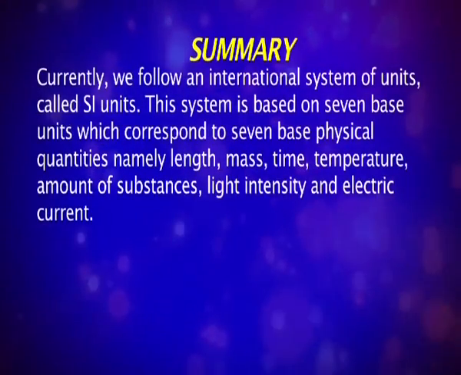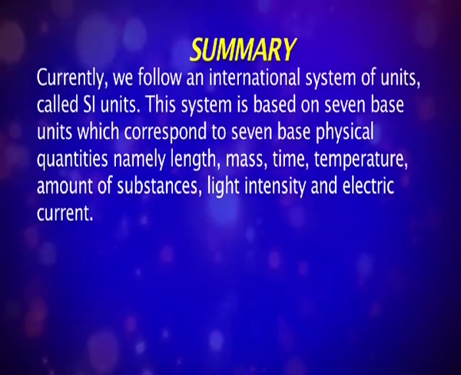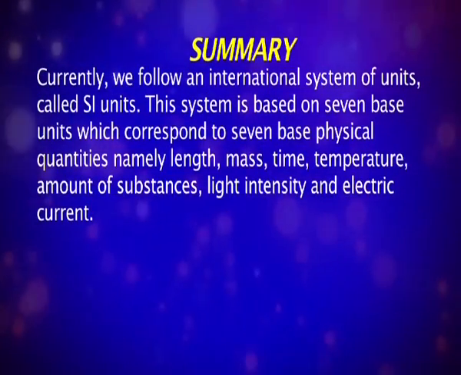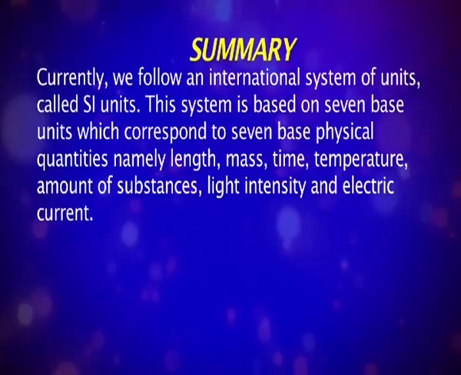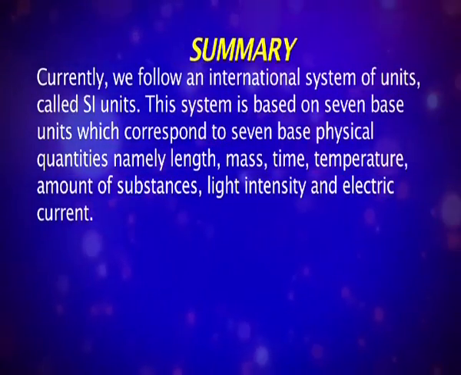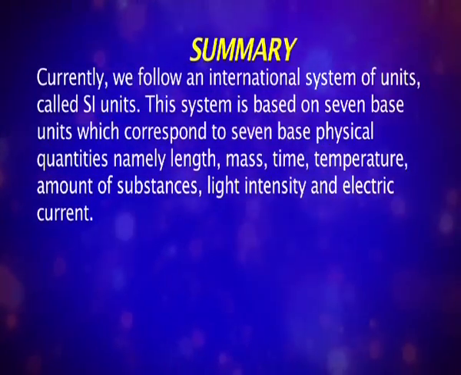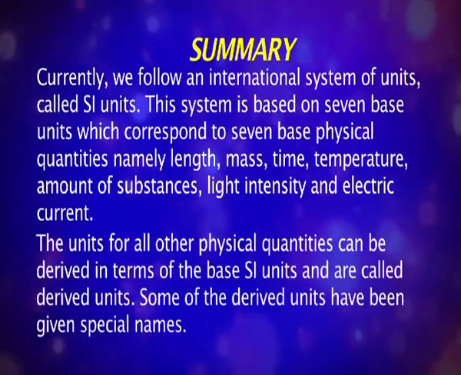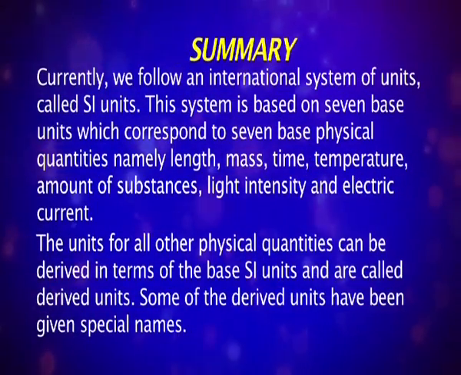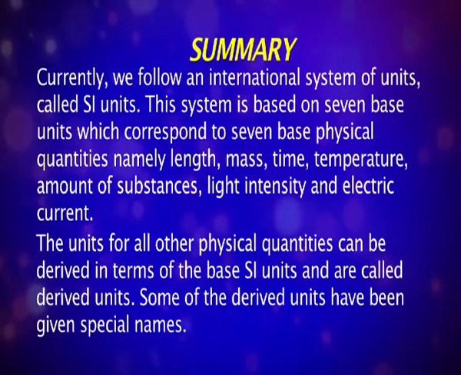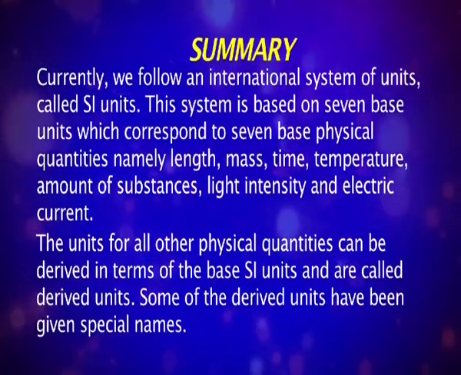Currently, we follow an international system of units called SI units. This system is based on 7 base units which correspond to 7 base physical quantities, namely length, mass, time, temperature, amount of substance, luminous intensity and electric current. The units for all other physical quantities can be derived in terms of the base SI units and are called derived units. Some of the derived units have been given special names.